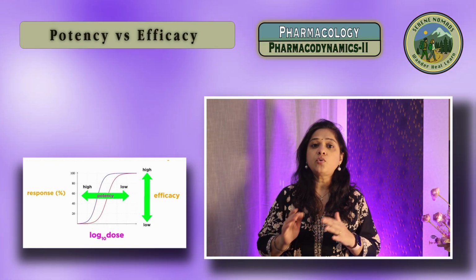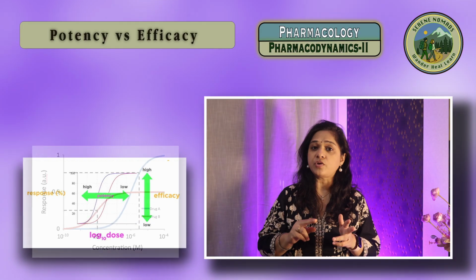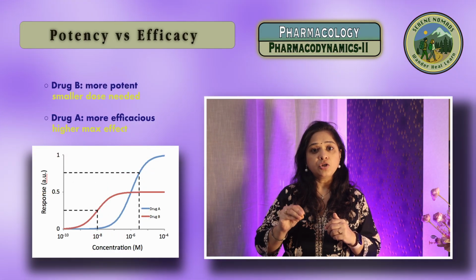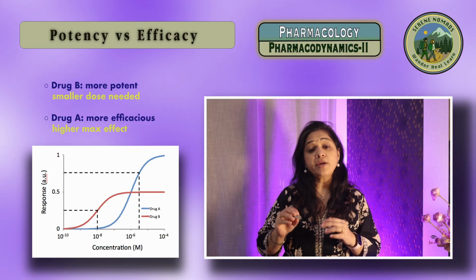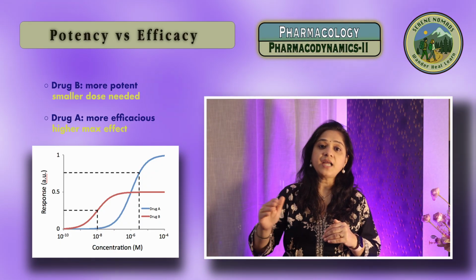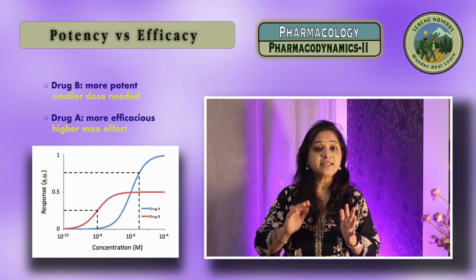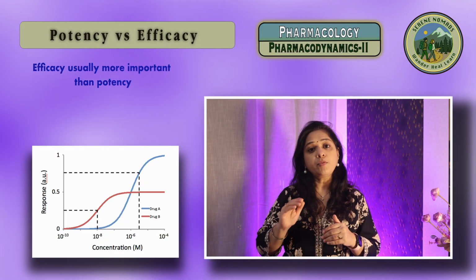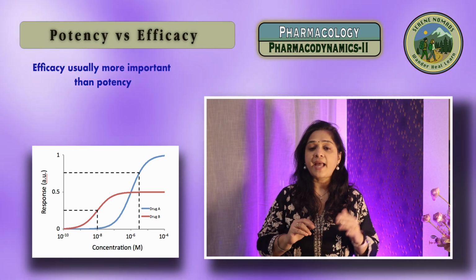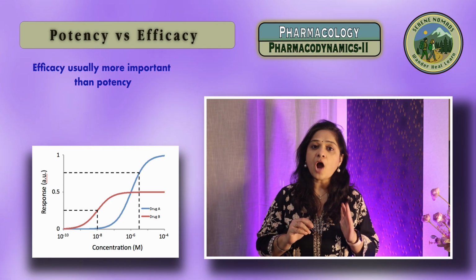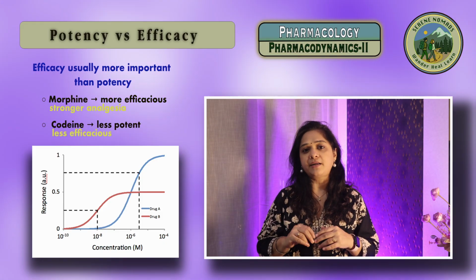Now, this dose response curve compares two drugs. Drug B requires a lower dose to start showing an effect, so it's more potent. But drug A reaches a higher maximum effect, so it has greater efficacy. Clinically, efficacy is often more important than potency. As long as a drug is effective at a safe dose, how potent it is doesn't really matter.